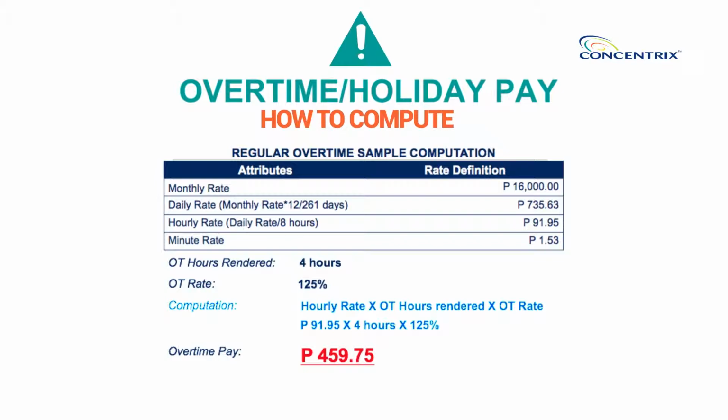Let's say that you rendered 4 hours of regular OT. Your computation should be 91.95 pesos multiplied by 4 multiplied by 125% equals 459.75 pesos. The only factor that's changing in computing your overtime pay are the overtime rates.